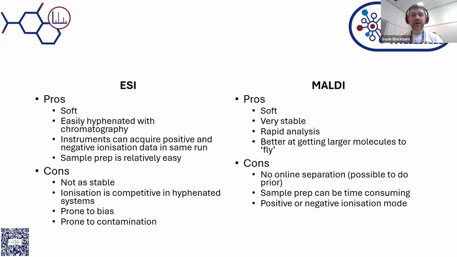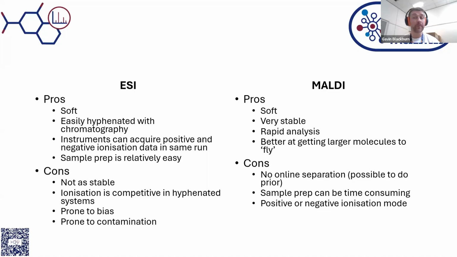So these are the two kinds of choices that we have. Why might we choose one over the other? Well, the pros of ESI is that it's soft, so is MALDI. It's easily hyphenated with chromatography, so we can do online separation of complex mixtures, and it allows instruments to be run in both positive and negative ionization data.